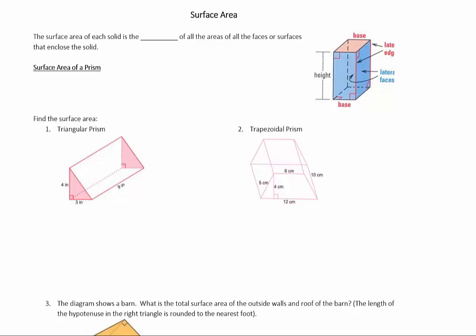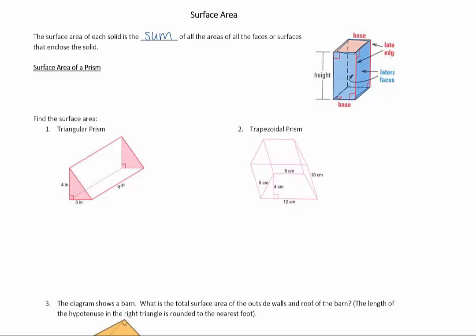The surface area of a solid is the sum of all the areas of all the faces or surfaces that enclose the solid. So we want all the faces, all the pieces that are on the outside. We're thinking about how much wrapping paper we need to wrap a Christmas present. When we're thinking about a prism, we know that we have two bases. We have a base at the very top and a base at the bottom, so we need to take both of those into account. And then we need to take care of the entire outside.